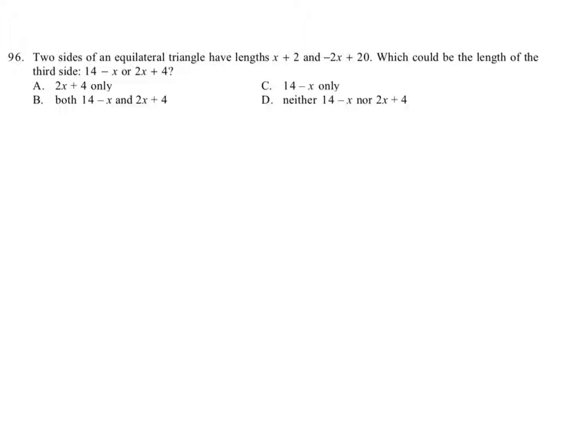Okay, so we have two sides of an equilateral triangle that have these particular lengths, that length and that length. What could be the length of the third side? Well, it's going to have to be equal. So if we can set these two equal to each other, so we know they're equal, we can find out the value of x. And if we plug it in here, we should get a number that's equal to what those two are.